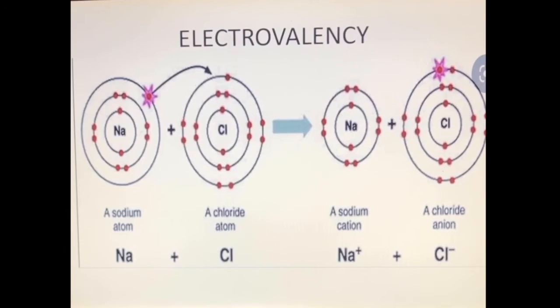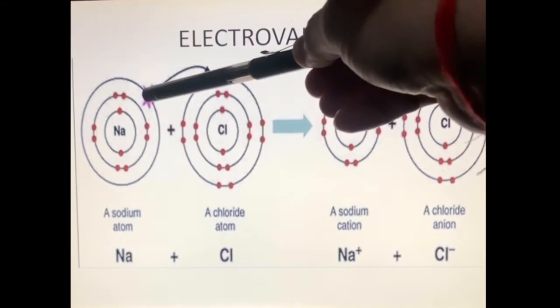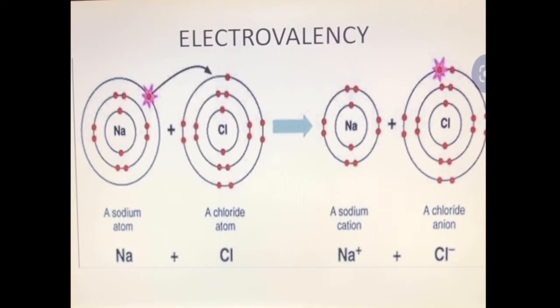For example, sodium having the electronic configuration 2, 8, 1 has the tendency to transfer or donate one electron to get stable configuration. So the electrovalency of sodium is +1. Another example is chlorine, having the electronic configuration 2, 8, 7, which has the tendency to accept one electron to get stable configuration. So the electrovalency of Cl is -1.